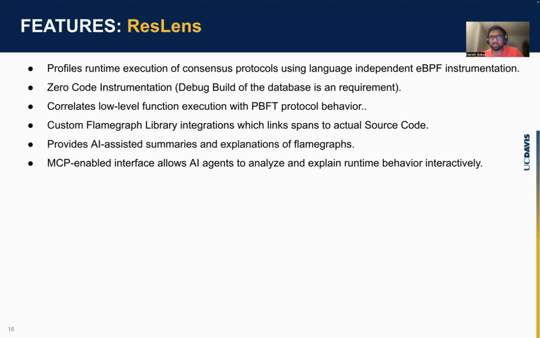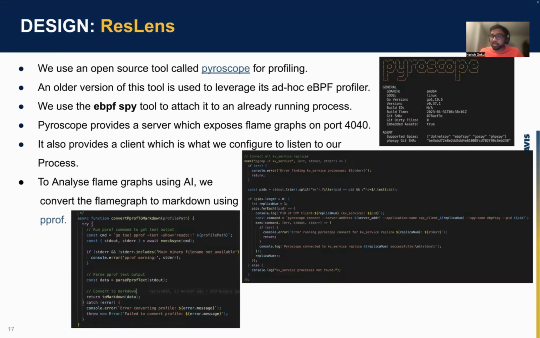We developed this in-house, and this also helps us add some really cool features like linking spans to the actual source code. It also provides AI-assisted summaries and explanations of flamegraphs, and also an MCP-enabled interface, which allows AI agents, these MCP tools, to explain runtime behavior interactively. All right, so let's take a look at the design of ResLens.